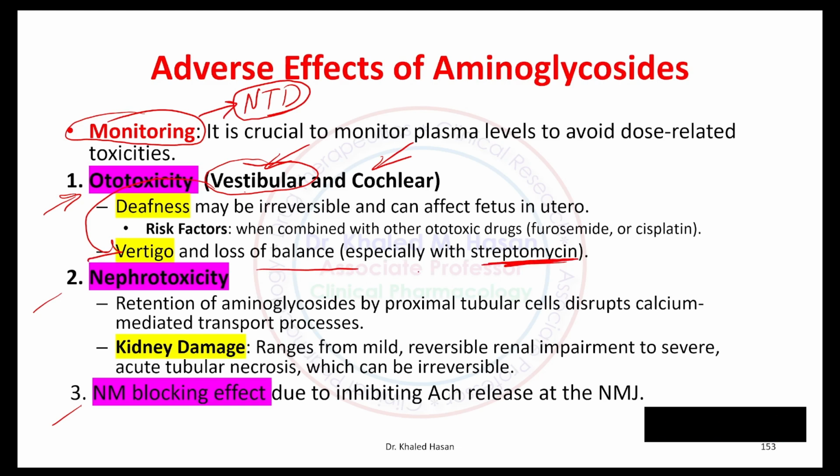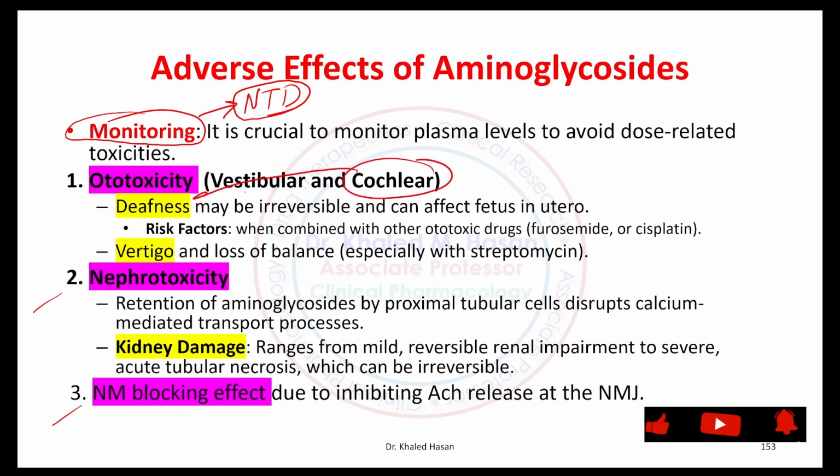So which of the most popular medications from the aminoglycosides may cause damage to the vestibular system and cause vertigo? The answer is streptomycin. Then we move to the cochlear apparatus or system. If this system is damaged by the aminoglycoside, the result will be deafness. So what happened here? If we have cochlear damage, the result will be deafness, and this could be irreversible.